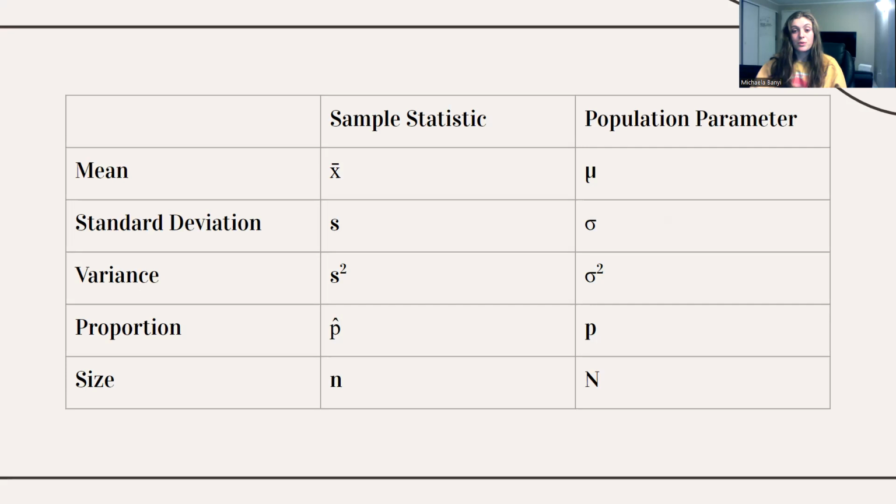For proportion, you would use p hat for sample statistic, and for population parameter, you would use p. And then lastly, for your sample statistic, you would use a lowercase n for your sample size, and then for your population parameter, you would use an uppercase N.